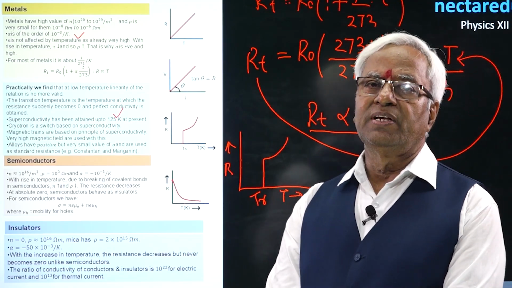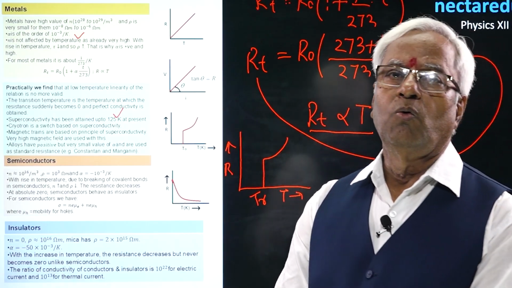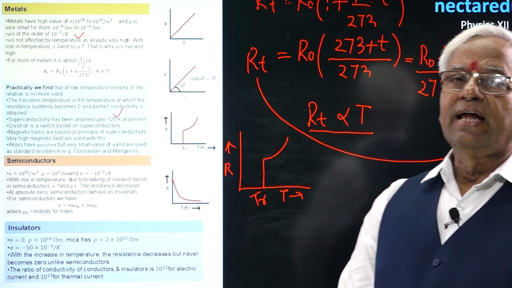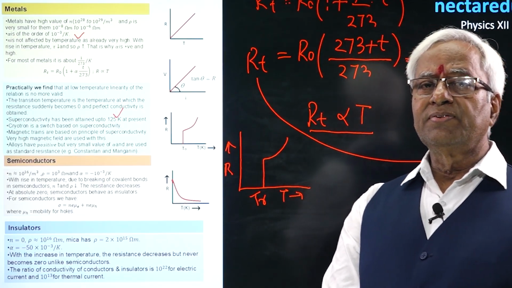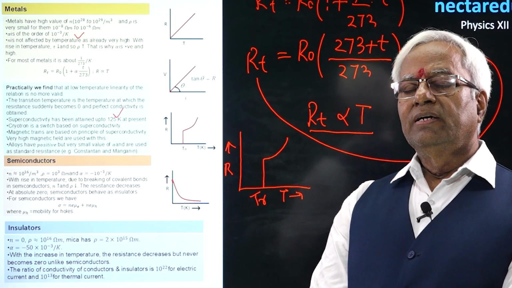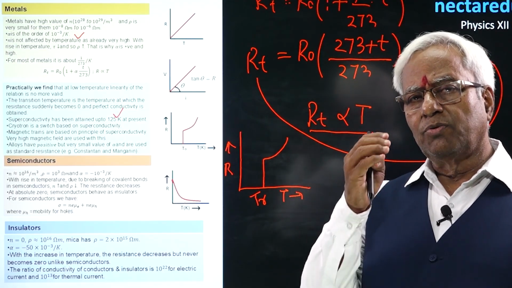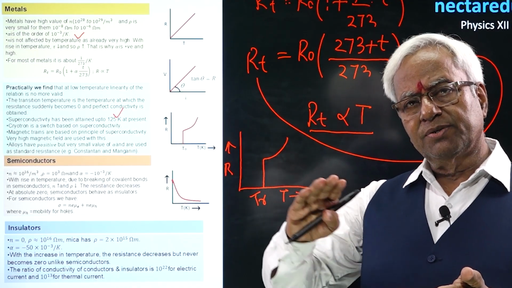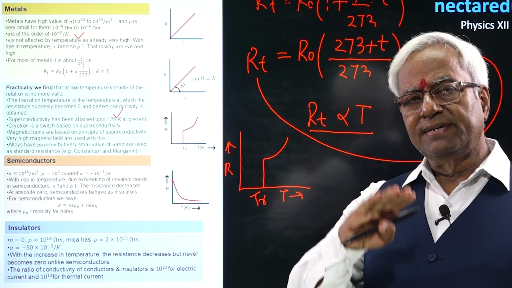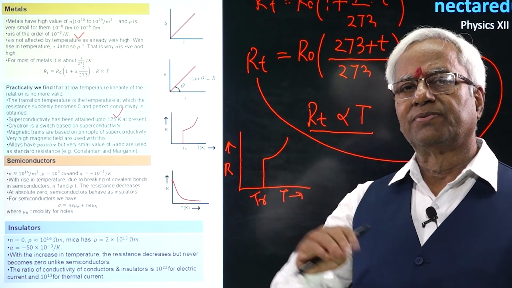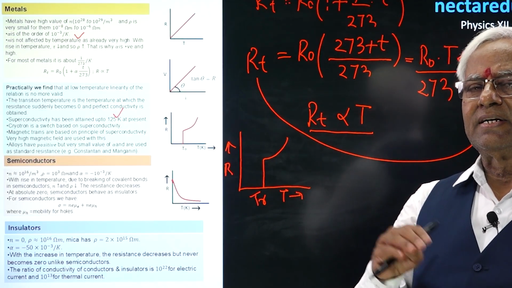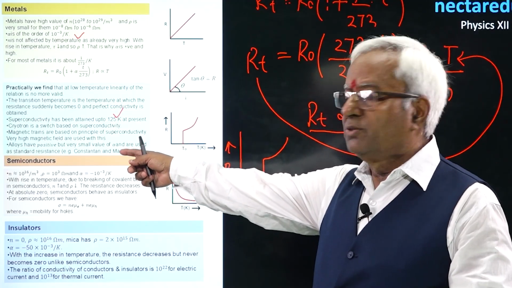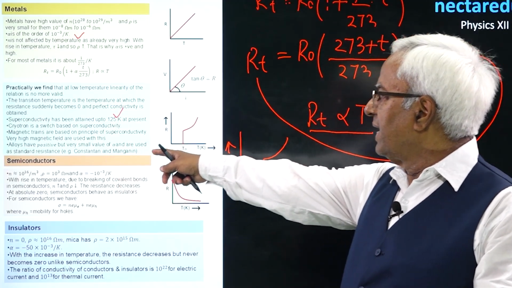For alloys, alpha is positive but very low. Alloys are combinations of metals like constantan, manganese, nichrome. Since alpha is low and positive, a small value of alpha means there is not a great variation with temperature. Resistance appears almost constant. Resistance will maintain its value constant in the lab.